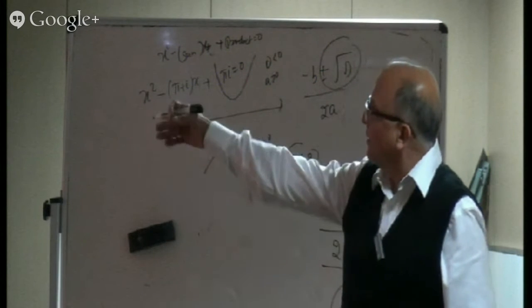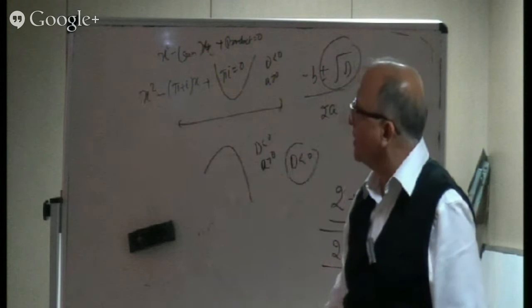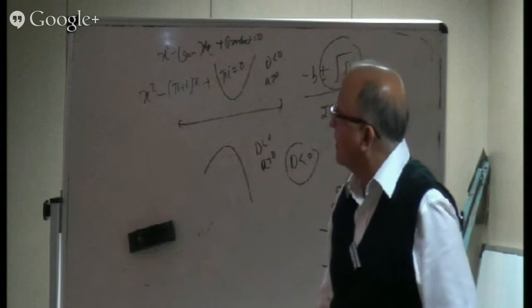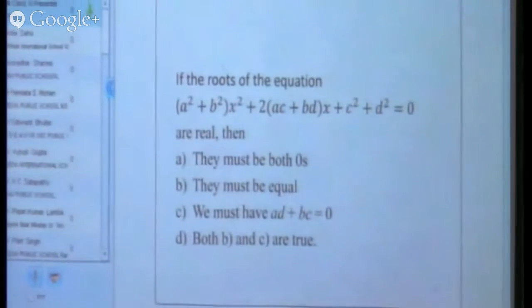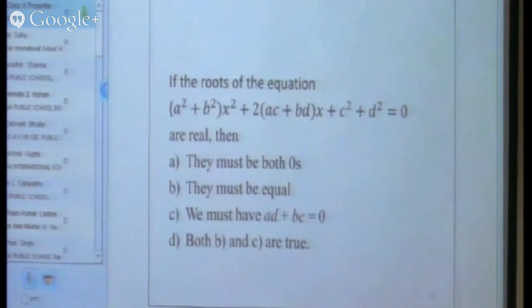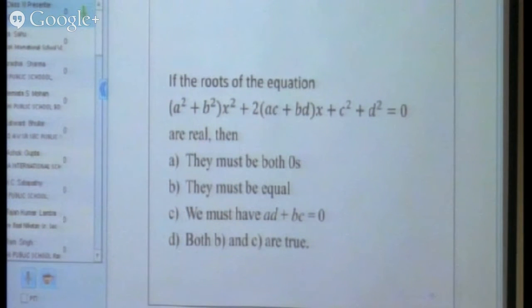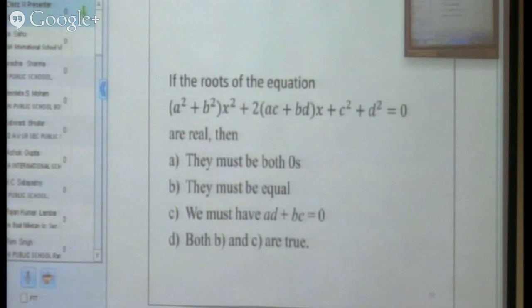This is a simple question. How to do it? If the roots are real, that means you have to find the discriminant. Find the discriminant and check. Put it equal to 0. That would be simple. I think these two choices are... the discriminant, I hope, comes out to be something like 4 of AD plus BC. You check up, or should I do it?